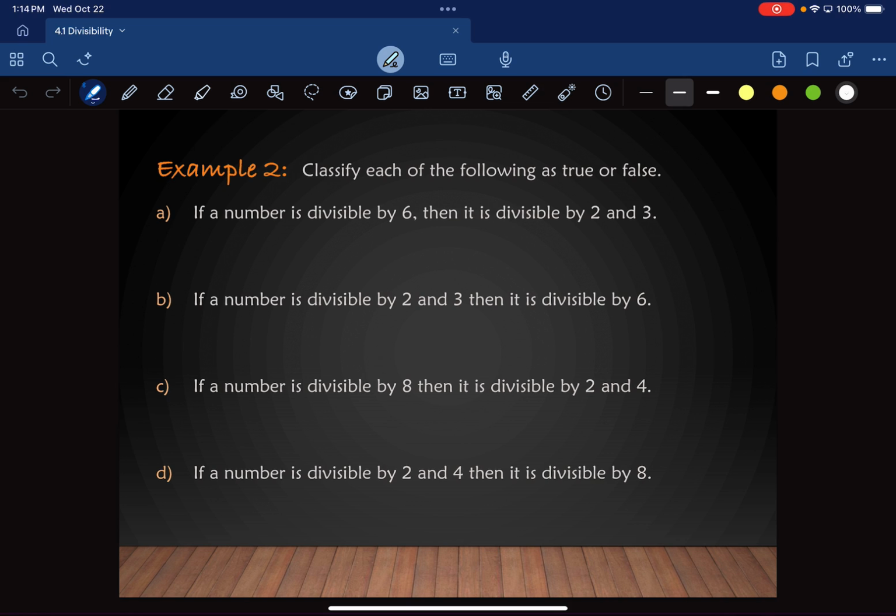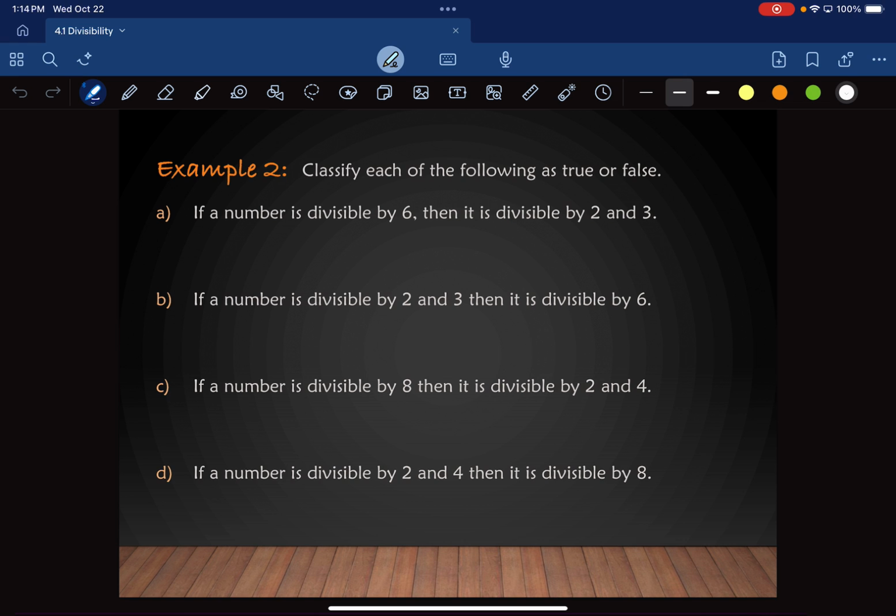So what do you think? True or false? I'm going to make you vote if somebody doesn't talk to me. True? Tessa says true. Does anybody agree with Tessa? Does this sound true? It at least sounds true, right? I mean, this sounds reasonable.